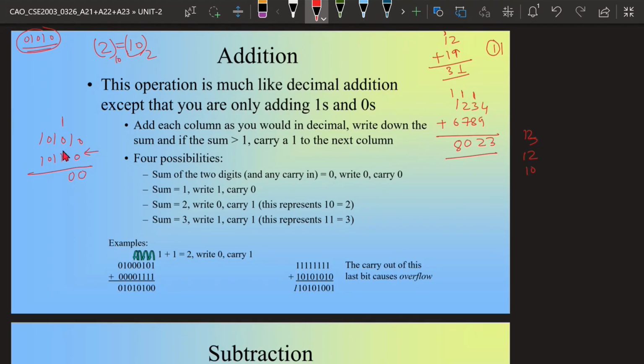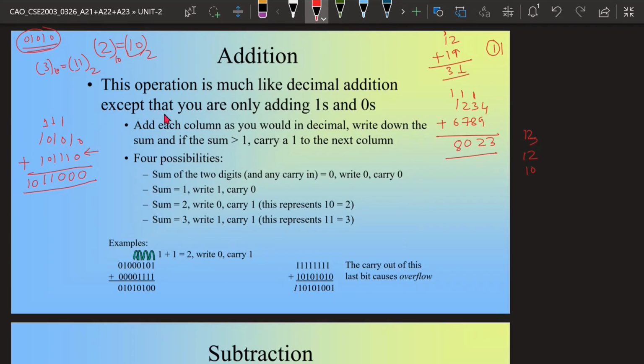Similarly, this 1 plus 0 plus 1 again comes out to be 2 in decimal, which is 10 in binary. So we put 0 here and 1 goes into the next column. Again we add 1 plus 1 plus 1, which comes out to be 3 in decimal, and 3 in binary is 11. So we put 1 here after addition, and the extra 1 goes into the next column. Then 0 plus 0 plus 1 is 1, and 1 plus 1 comes out to be 10, because 2 in decimal is 10 in binary. So this will be the result after addition.